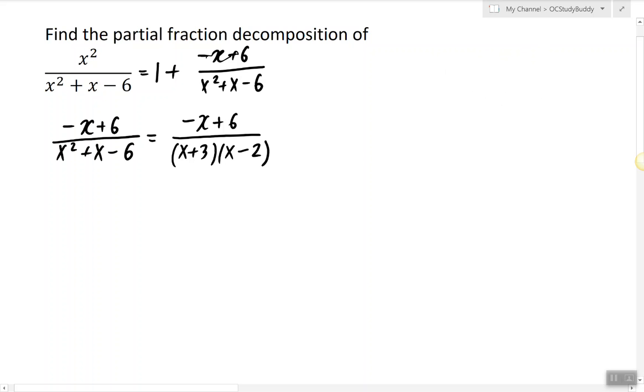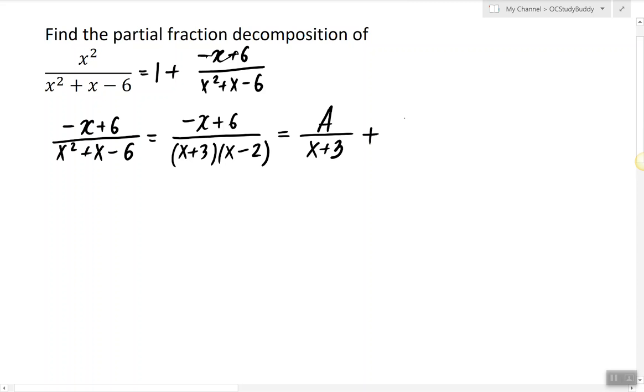So going through all the factors in the denominator, I'm going to write the following decomposition. Since x plus 3 has multiplicity 1, that means the decomposition will have a fraction with denominator x plus 3 and some constant in the numerator.